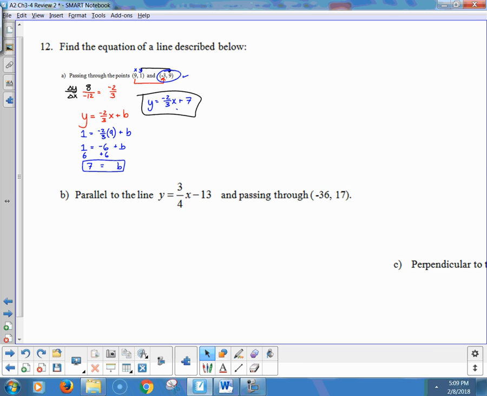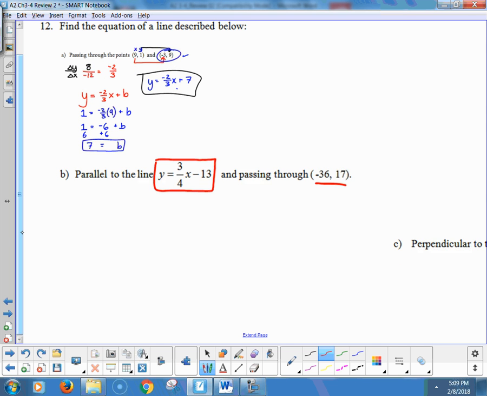Part B says, now can we find a line that is parallel to this one and passing through (-36, 17)? By the way, this point is deliberately large enough so that you can't graph it. I want you to be able to do this algebraically. And I want you to know that parallel lines have the same slope. And so if you're looking for a line parallel to this one, it must have a slope of 3/4.